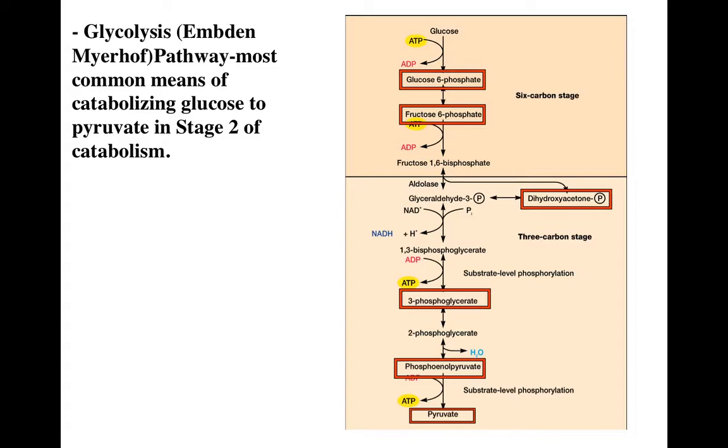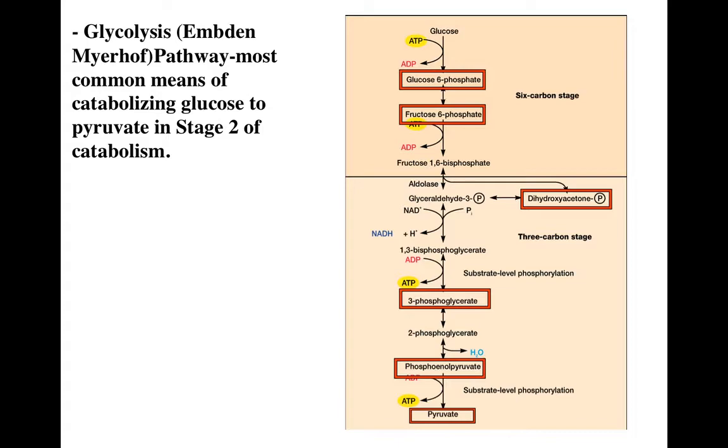Some of the things that I want you to recognize, though, are the fact that glycolysis exists in two different stages. The first stage, above the line here, has no energy given off from it. As a matter of fact, energy is put into this. You can see that ATP phosphorylates glucose, and ATP in this other step phosphorylates fructose.